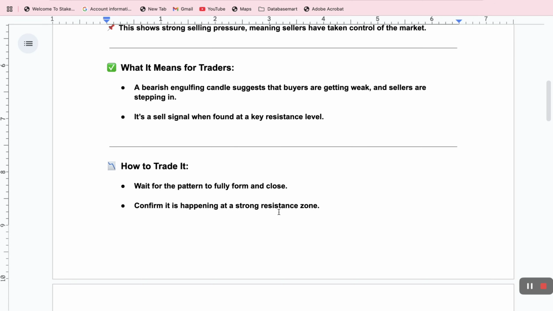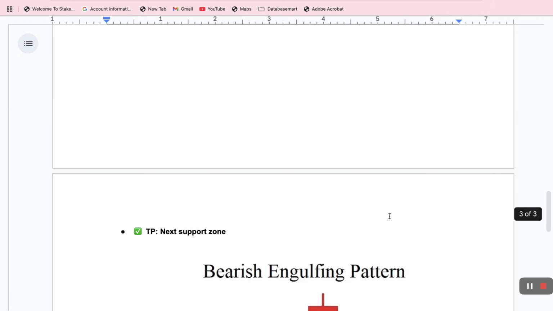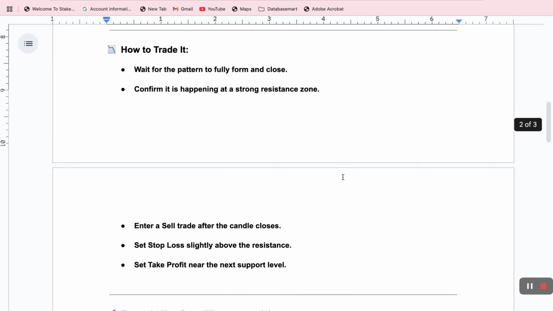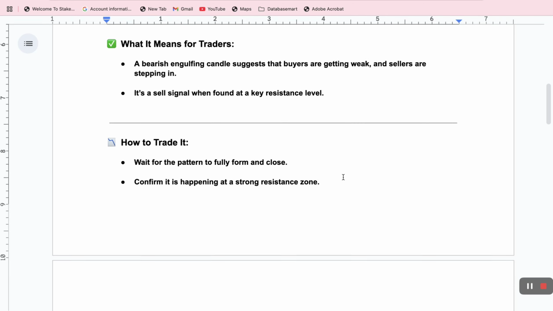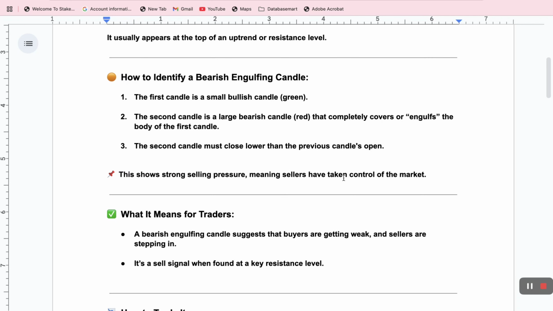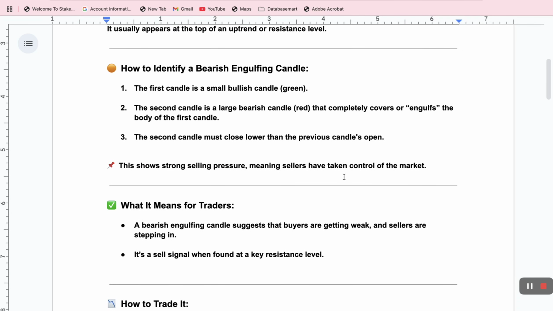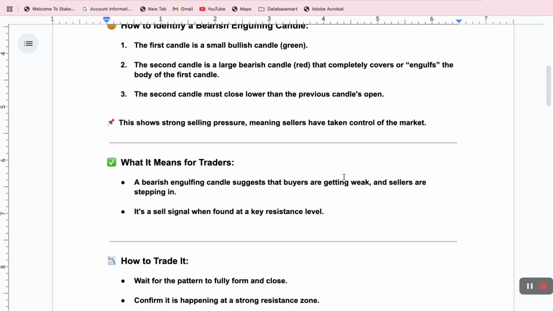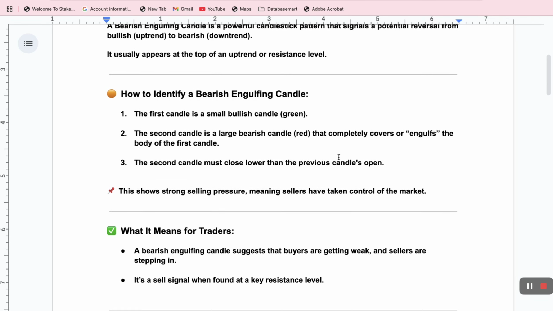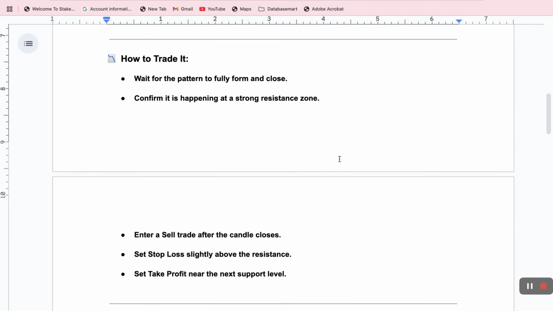How can you trade it? Wait for the pattern to fully form and close. You can see the pattern closes below this bullish candle. We call it a bearish engulfing candle. It's very easy to identify. Just have patience for the candle to form and close before you start selling. It must be at a strong resistance level before you start using it. It's that simple.